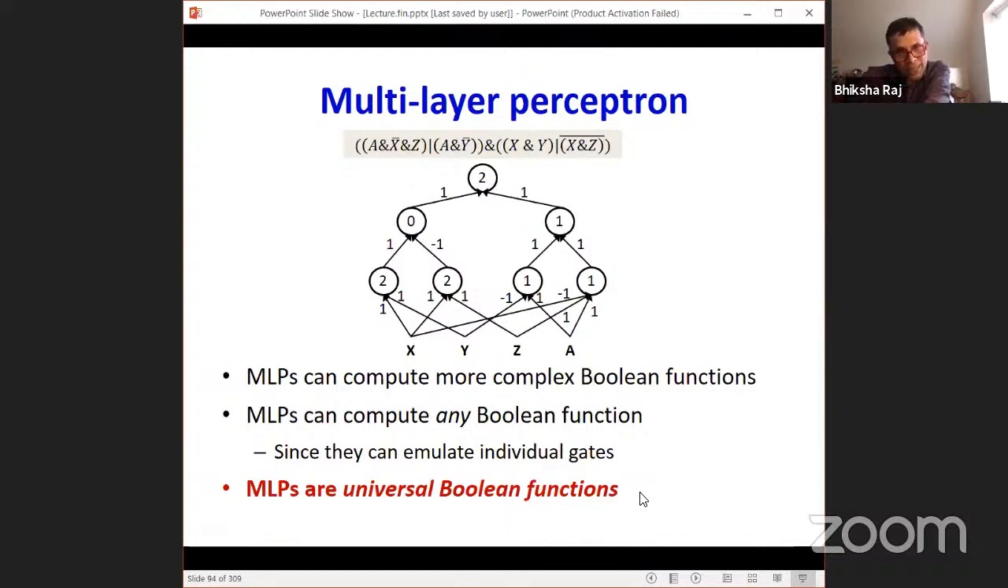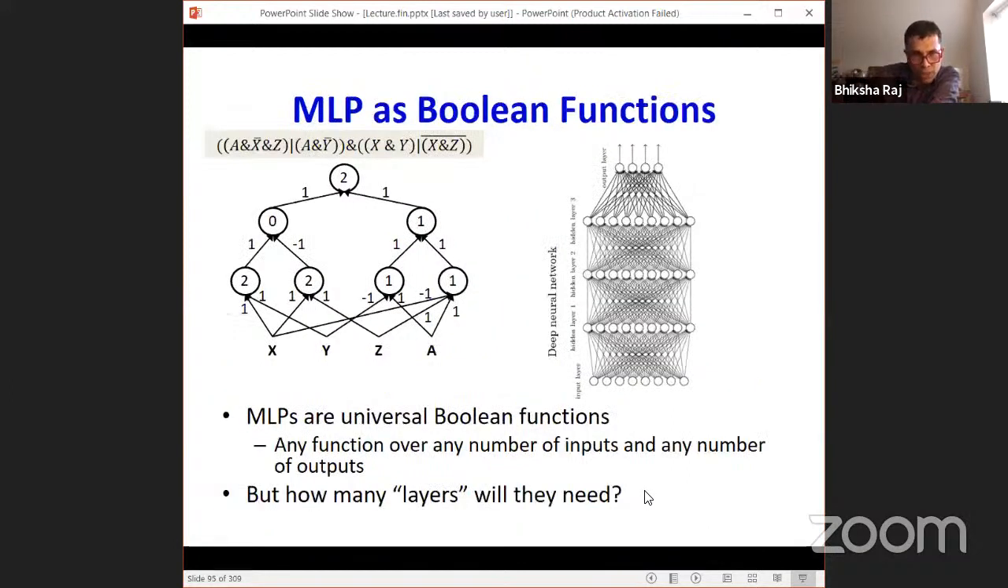What we mean by this is that if you give me a Boolean function, any Boolean function at all, I can compose an MLP that will construct it.